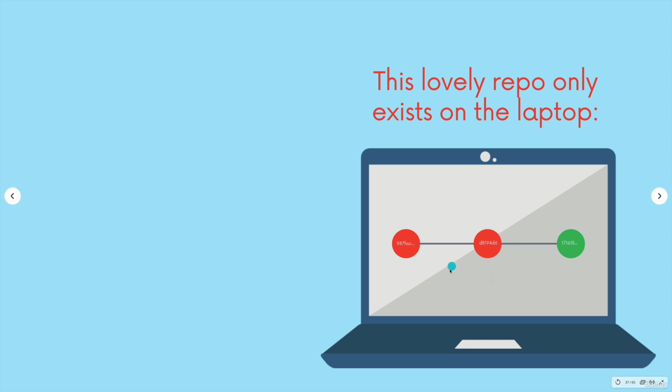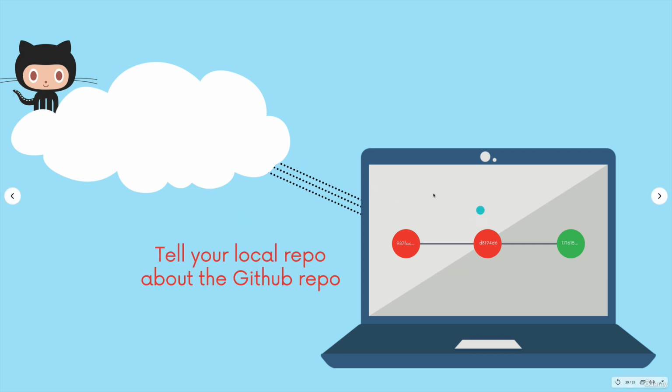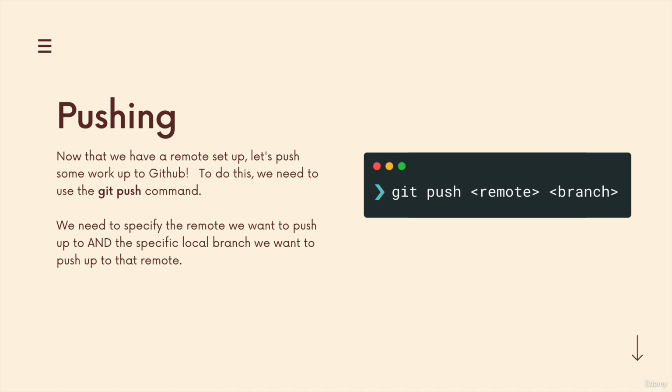So we have our existing repo. I'm doing that stupid Great Gatsby novel fake repo. I created an empty GitHub repo, and then I set my remote called origin so that it points at this empty GitHub repo. So the final step is to push up. So we do this using the git push command.